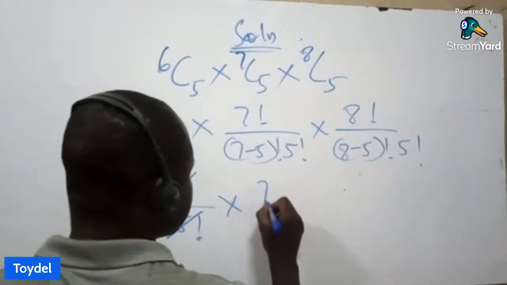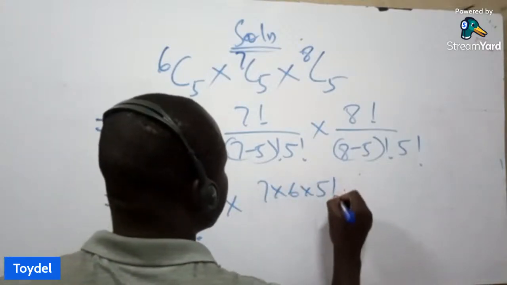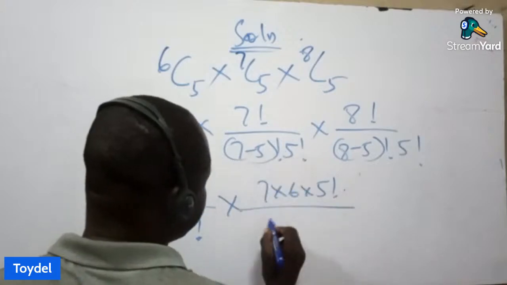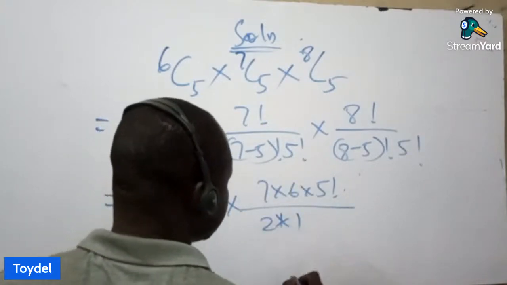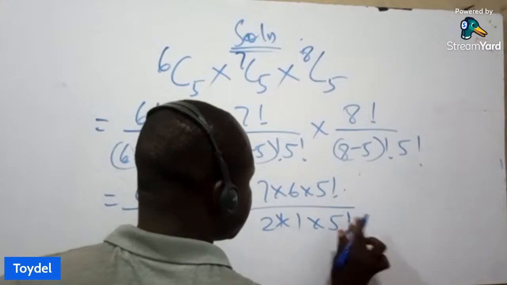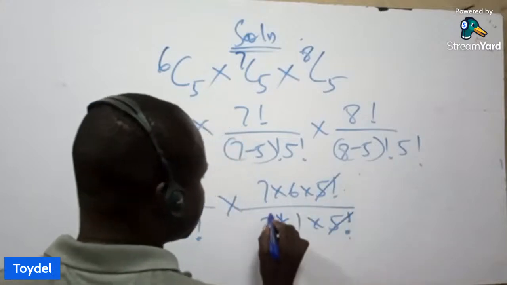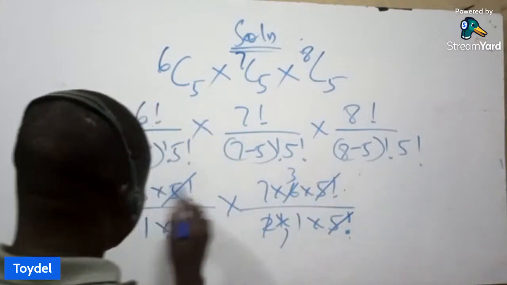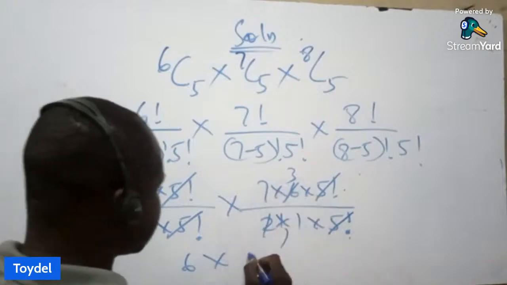Then multiply by 7 times 6 times 5 factorial. Then 7 minus 5, that's 2 factorial. 2 factorial is 2 times 1. Then multiply by 5 factorial. So we cancel 5 factorial. 2 here 1, 2 here 3. So here I'm going to have 6. Multiply by 7 times 3, 21.